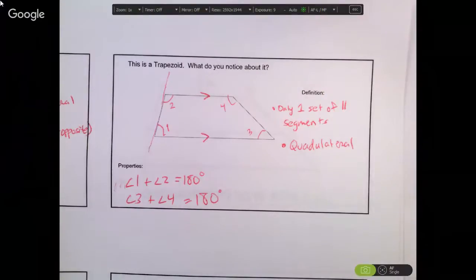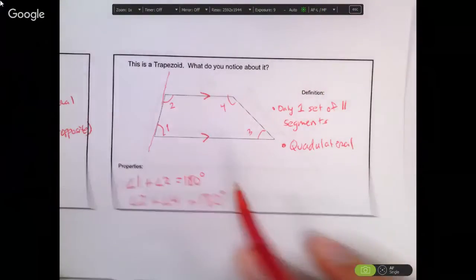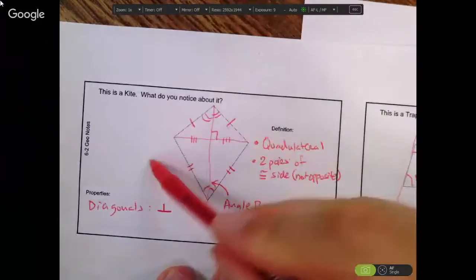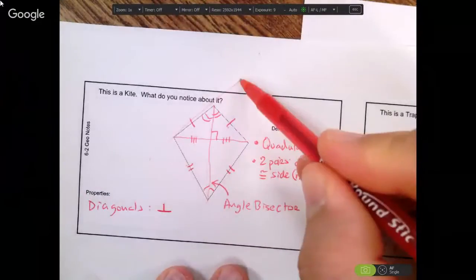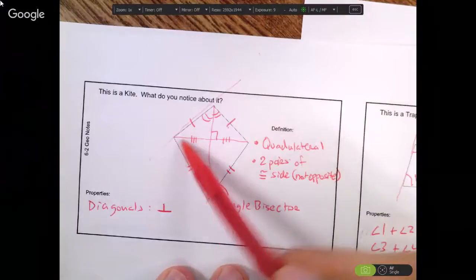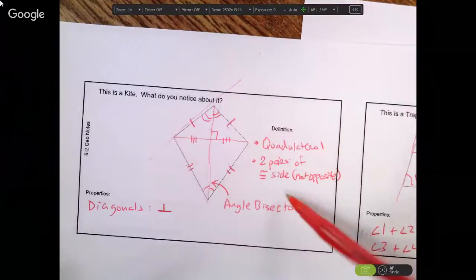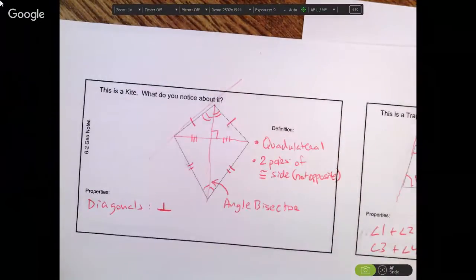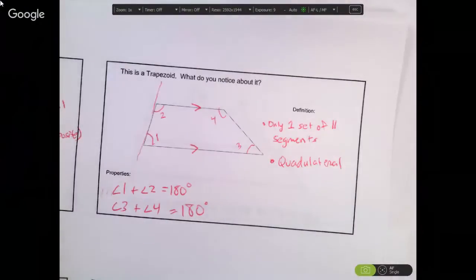Transversal. Okay, so if I went back over to my kite and I drew this out, I can see that these lines aren't parallel. And parallel is what makes those add up to 180. When we get to parallelograms, we're going to see that all kinds of things are going to happen like that.